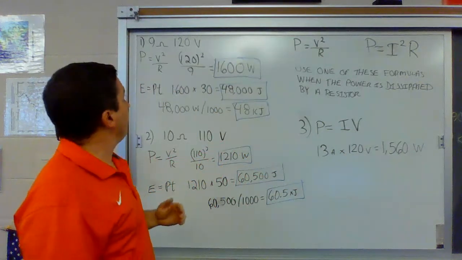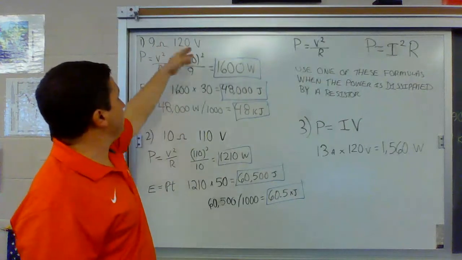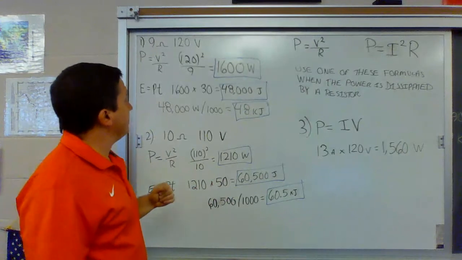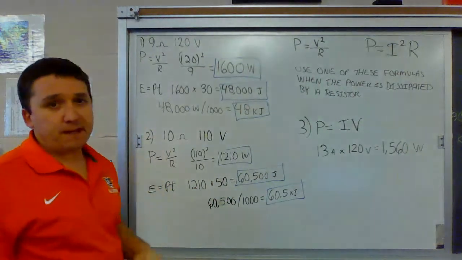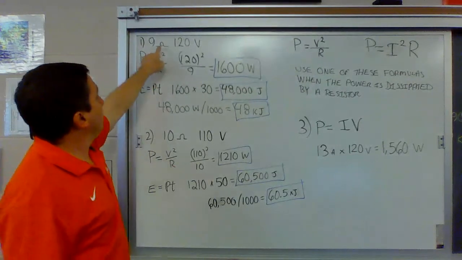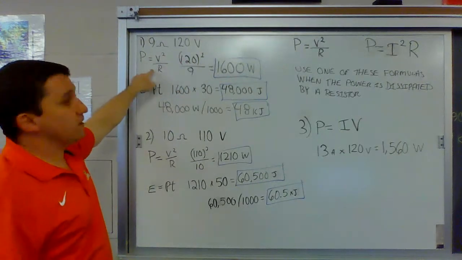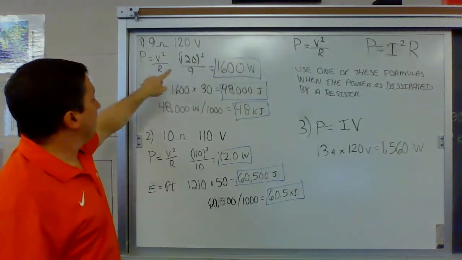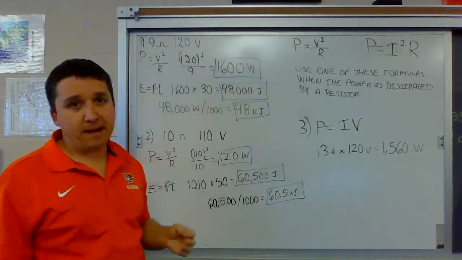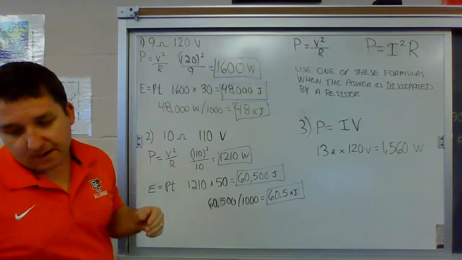So for number one, a heater has a resistance of 9 ohms operating on 120 volts, and so on and so forth, whatever else the problem might say. In the name of time, I'm not going to read these problems to you because you have the information. So you know the resistance and you know the voltage, so you're going to use this equation. We square the voltage, divide by 9, and you get 1600. That's my power.